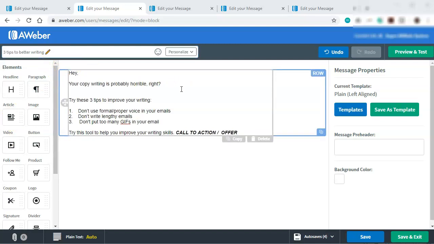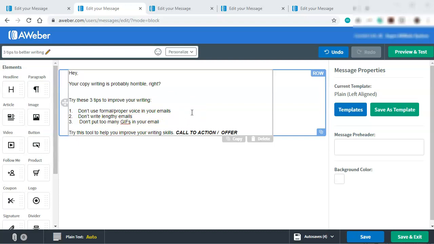And then the opening sentence needs to grab their attention. So I would say your copywriting is probably horrible, right? And then you would move on and give them 3 tips on how to improve their writing. They would say, don't use formal, proper voice in your emails, don't write lengthy emails, don't put too many GIFs or pictures in your emails.